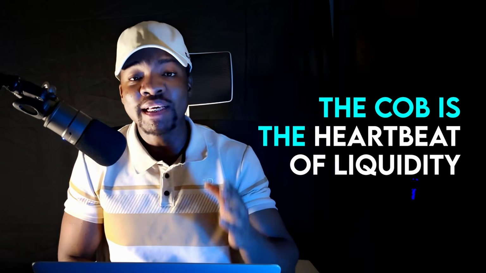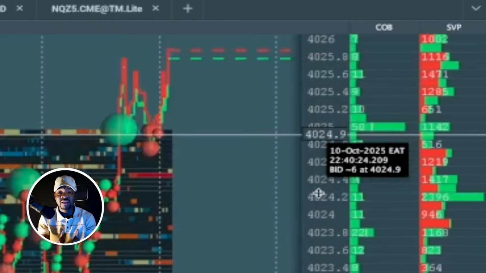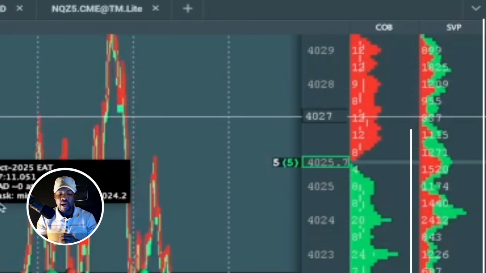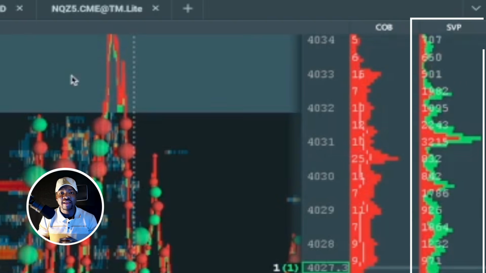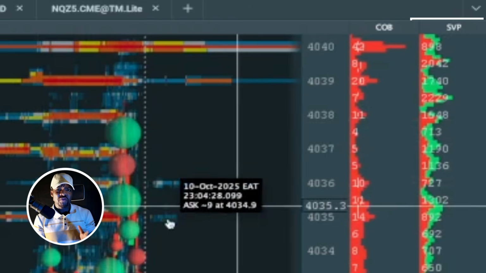Next to the COB is the SVP, which is the session volume profile. This shows how much volume traded at each price level during the entire session. The thickest parts are the bulges, and we mark the high volume nodes there. Those are the areas where the big players have built or defended positions. So when you combine the SVP with the heat map, you get both where the orders are waiting and where they have already fought.